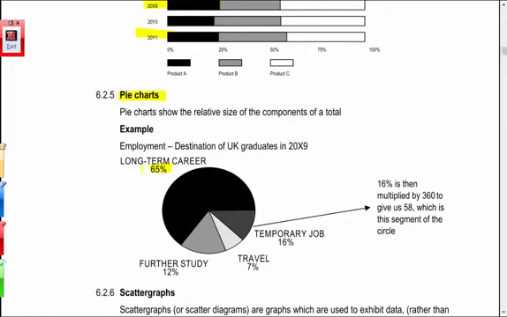And to work out the segment of the circle, we take the percentage and multiply it by 360 degrees, because there are 360 degrees in a circle. So 58 degrees will be represented by the 16% who've gone on to temporary jobs. And we'll see an example of how that could be used in a question shortly.